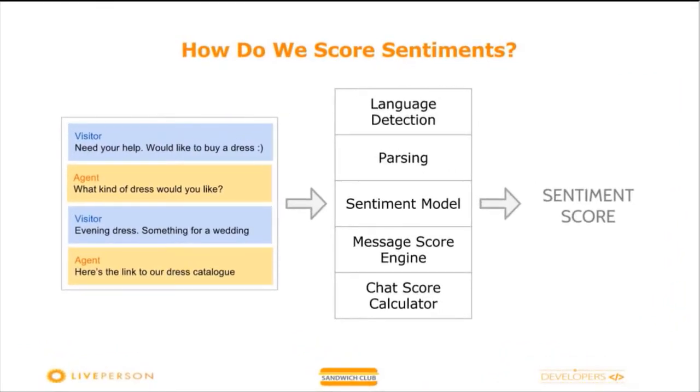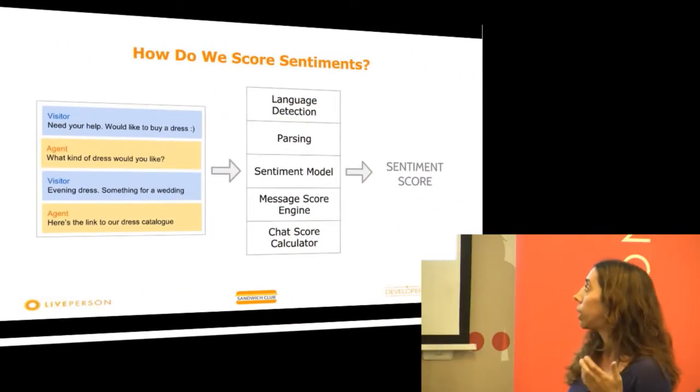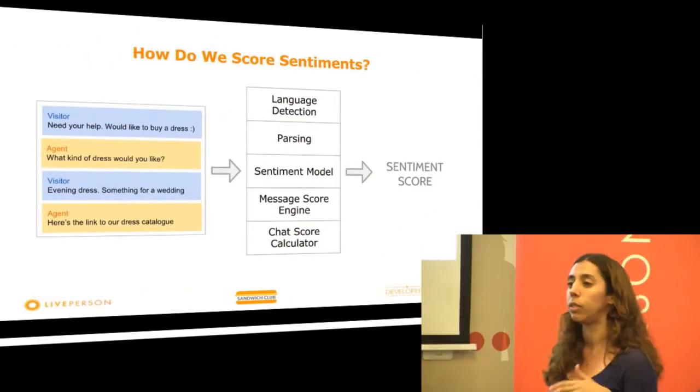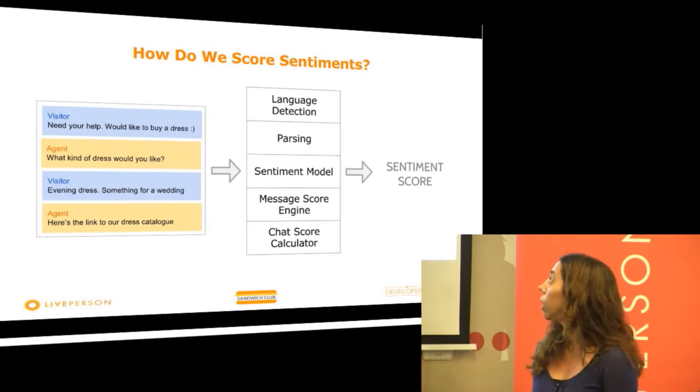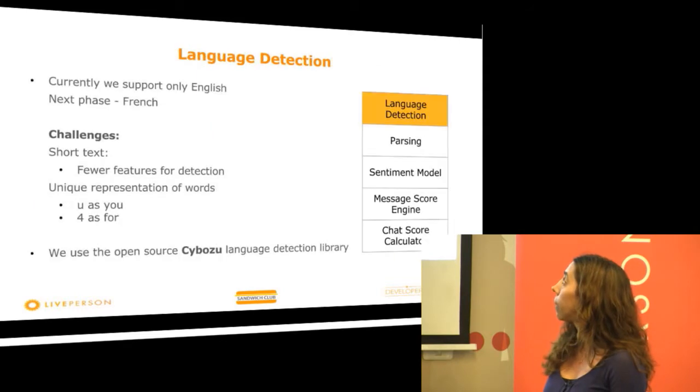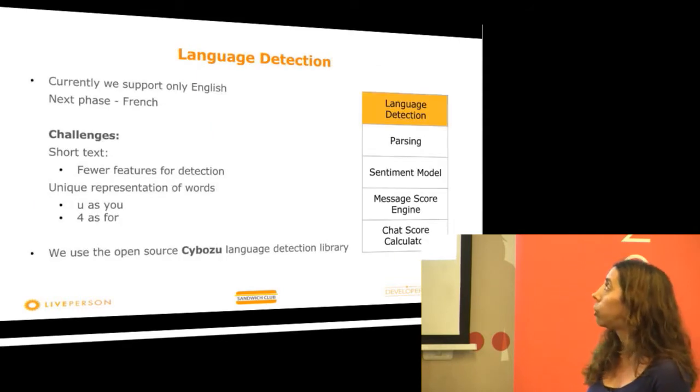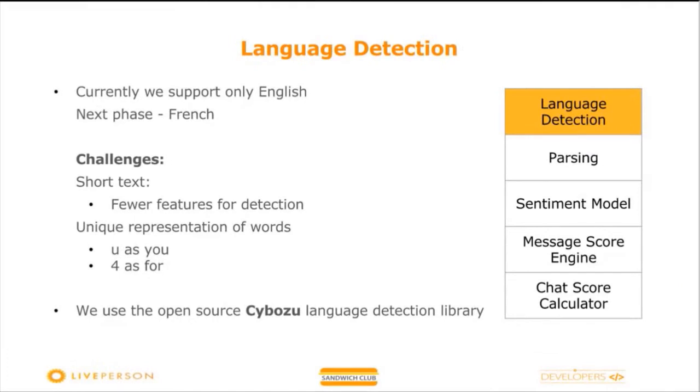Now, the messages keep coming in while the chat is still going on. So we have to update the chat score with the new messages. So at each time, the chat score is reflecting the current state of the sentiment of the chat. So the first step, which is the language detection: currently our sentiment model supports only English. We plan to support other languages in the future. The next one should be French.